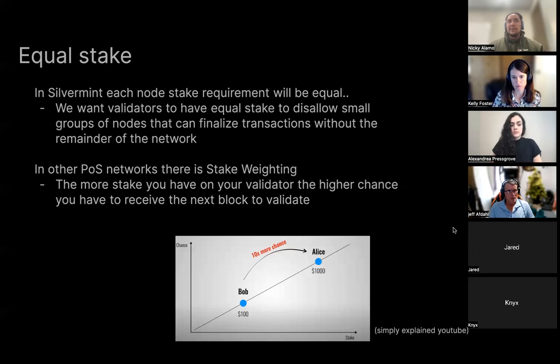Do you guys have any questions about this? Because this is kind of unique in terms of proof of stake. I'm going to say silence is consent if no one has questions.